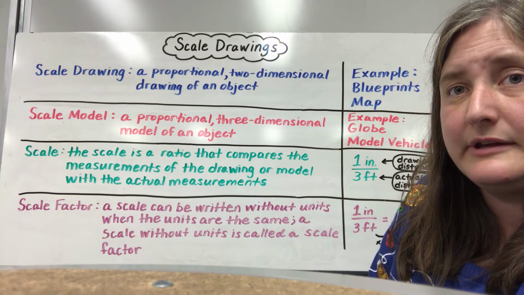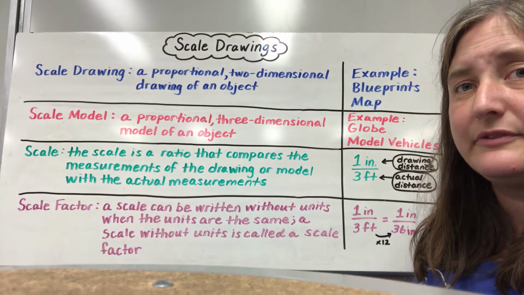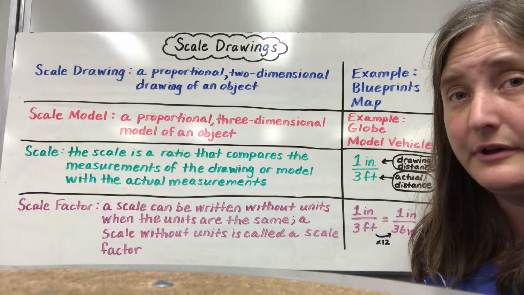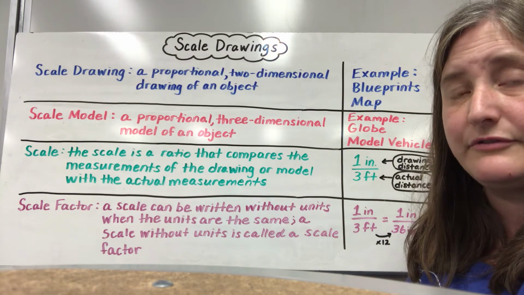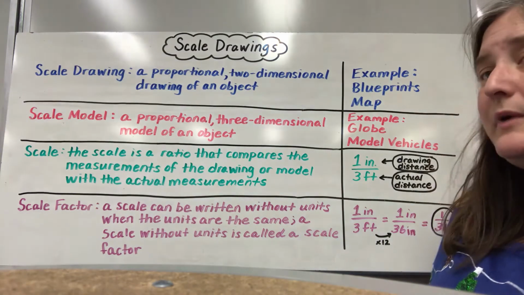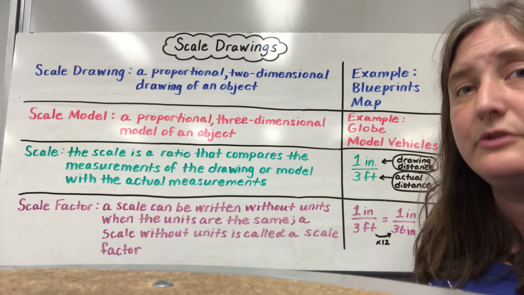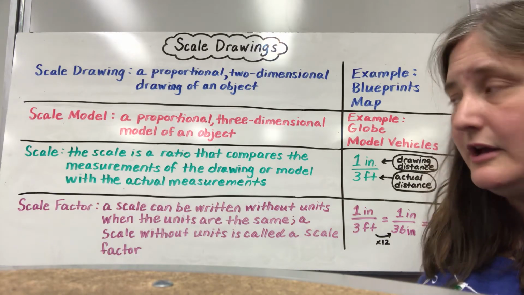A scale model is a proportional three-dimensional model of an object. Examples of scale models are globes or model vehicles, like a model train or a model car. When we are talking about scale drawings and scale models, we use this word scale a lot.